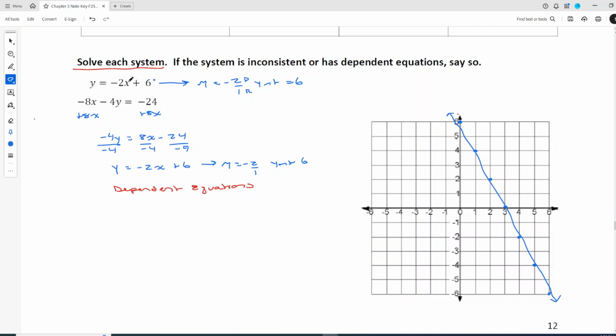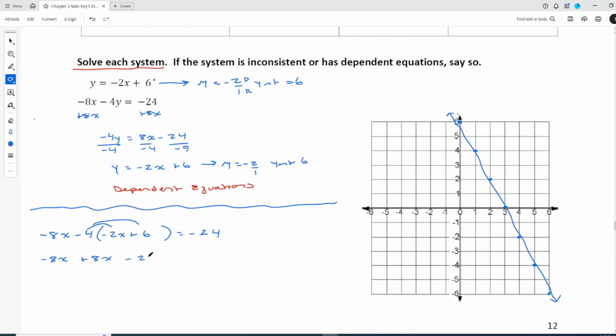Well, let's take this one and let's solve by substitution because it's set up really nicely to do that. We would have negative 8x minus 4, and then I'm going to substitute in for y negative 2x plus 6, and that's going to equal negative 24. Let's say I didn't want to graph and I wanted to solve by either substitution or elimination, and I chose substitution. I'm going to keep going. I get negative 8x, now I'm going to multiply the negative 4 through. I get positive 8x minus 24 equals negative 24.